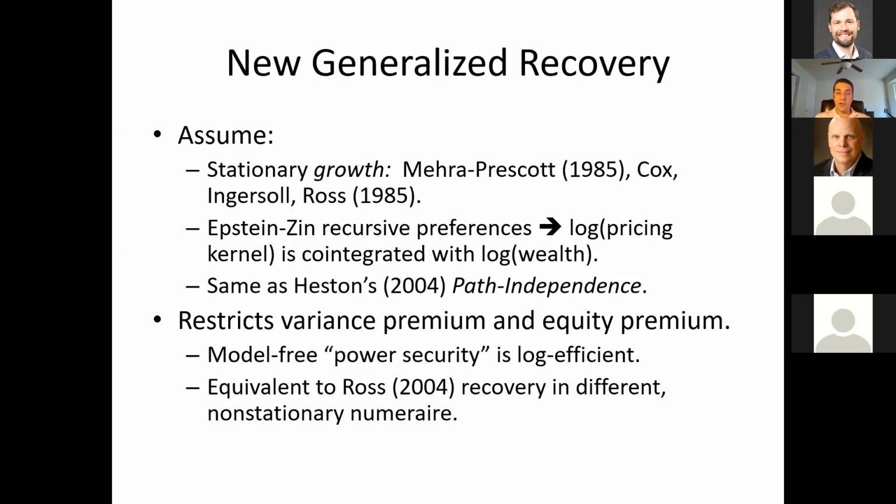In addition, it's going to tell you the log-efficient security. The log-efficient portfolio is not going to be the long-term bond. It's going to be a long-term power security. And this turns out to be equivalent to Ross recovery, but in a numeraire that uses this so-called power security, which pays off some power of the market portfolio. So just to foreshadow the results, suppose you had some ETF, a levered ETF that paid out the market return squared, or the square root of the market return, or the reciprocal of the gross market return, right? You have various powers. Then my theory predicts that one of those power securities would be log efficient.